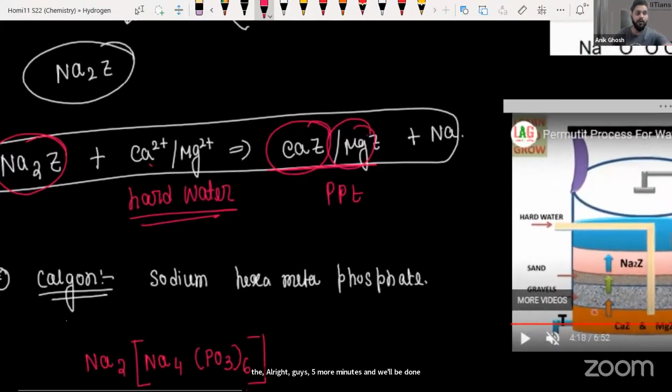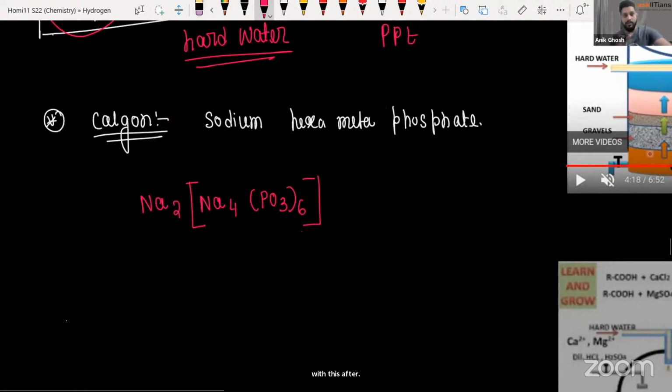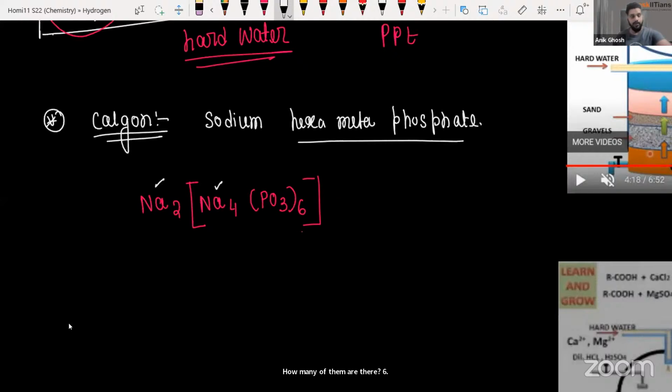Okay. Now, Calgon. Calgon is called sodium hexametaphosphate. Now, why do we call it that? First of all, guys, you can see this PO3 compound is called metaphosphate. How many of them are there? 6. So hexametaphosphate. And the counter ion is sodium. That's why it is sodium hexametaphosphate. Clear?